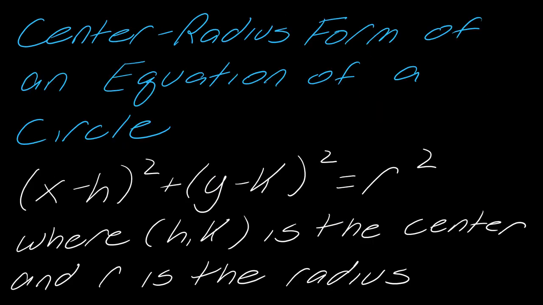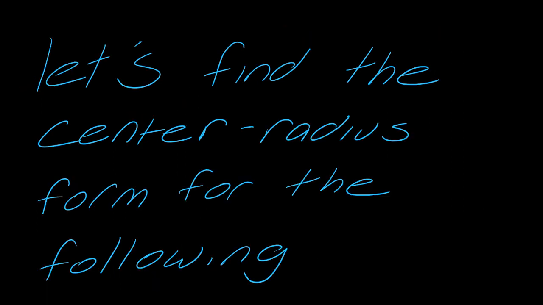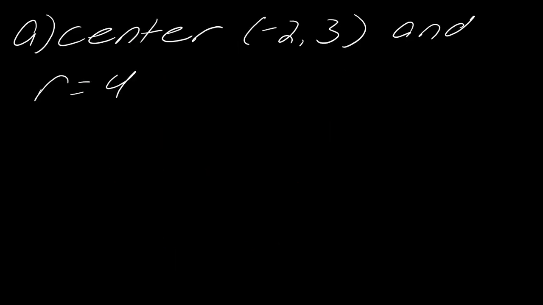So this is what's known as the center-radius form of an equation of a circle. It's (x minus h) squared plus (y minus k) squared equals r squared. (h, k) always stands for the center, r stands for the radius. Just to get us used to playing around with this formula a little bit, why don't we try to find the center-radius form for the following.